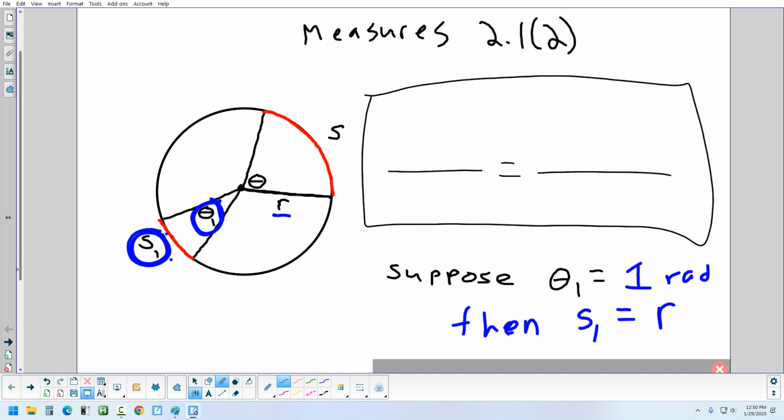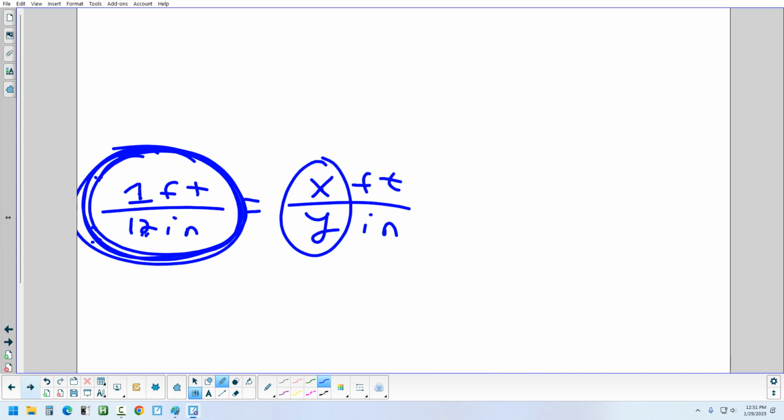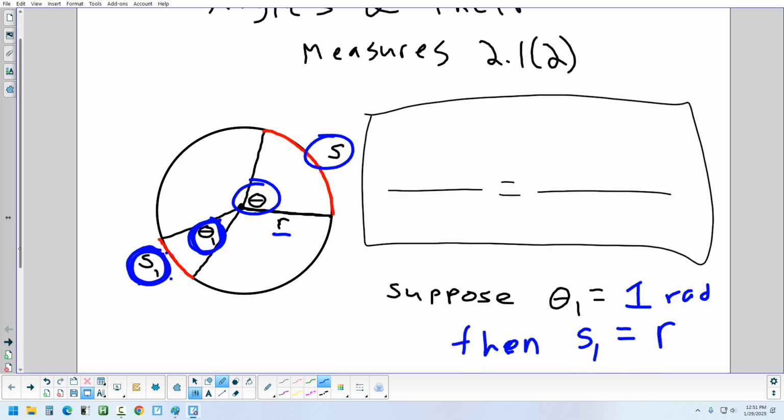All right, so let's set up a proportion. For now, it's just going to have 4 variables in it: an arc, an angle, an arc, and an angle. We're setting up a proportion, and on one side we're going to know some stuff, on the other side we're not. There's lots of ways you can set up the proportion. You just have to do it the same way on both sides.